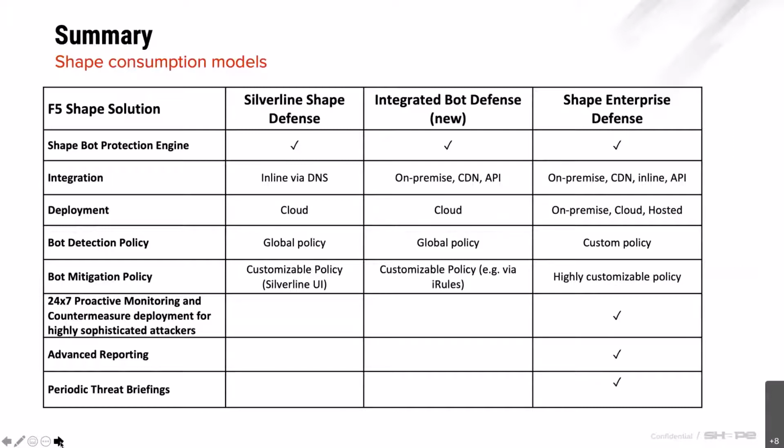Now, I'll start on the far right, which is Shape Enterprise Defense, which is our flagship product, which gives you ultimate flexibility. Obviously you get the Shape bot detection engine. You can integrate either on-premise via a CDN, you can be inline, or you can use the API. For the Shape real-time detection cluster, you can deploy on-premise, in the cloud, or via our hosted, owned and operated data centers. The bot detection is fully customizable.